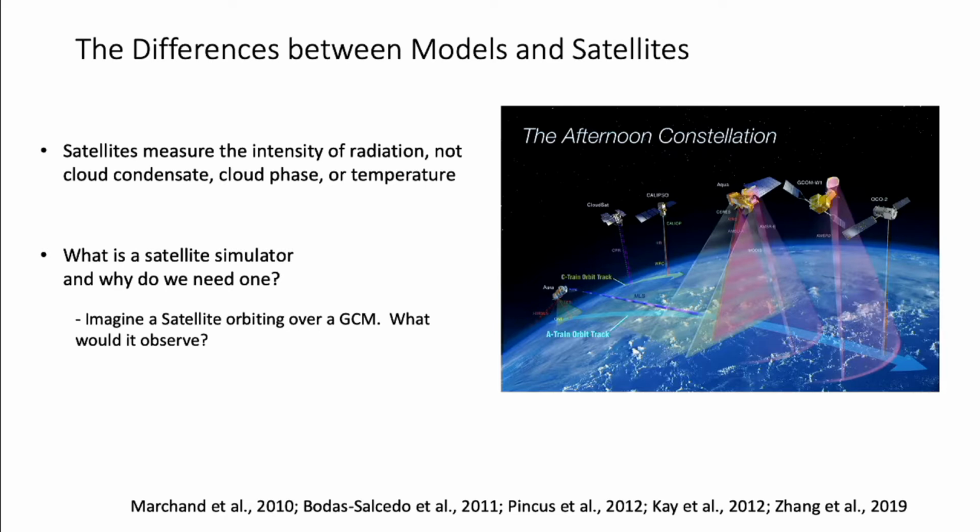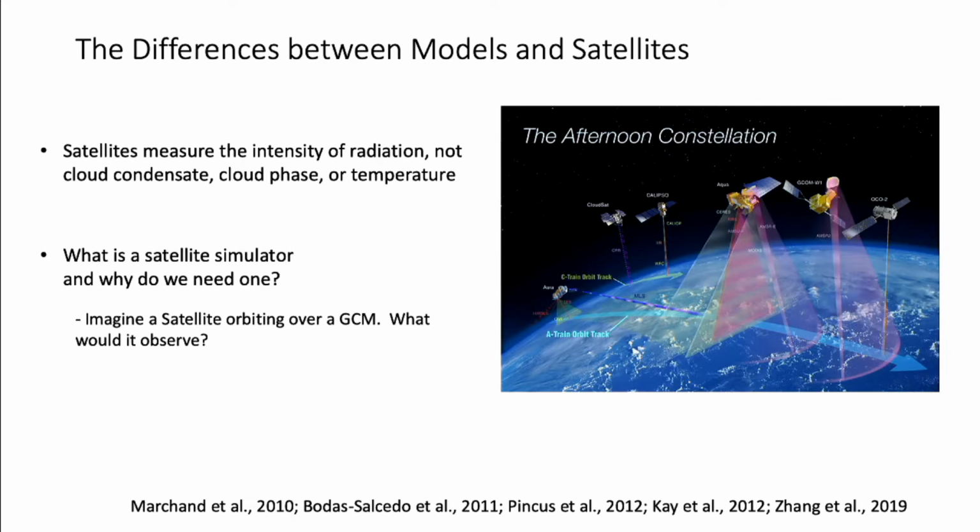And that's specifically not how global climate models work. I mean, we make them how we want them. And so it doesn't depend on an algorithm that's going to translate radiation into cloud phase. We just compute the cloud phase within the model. So imagine a satellite orbiting over a global climate model. What would it see? That's the question that the satellite simulators answer.